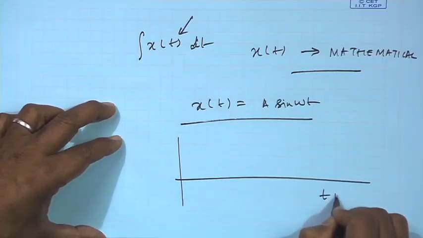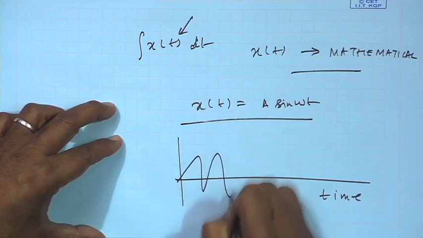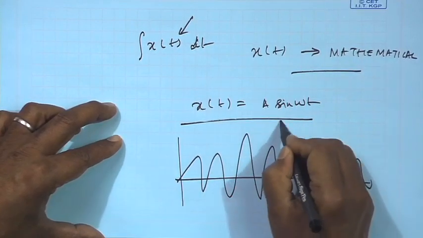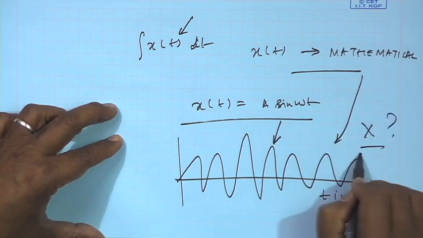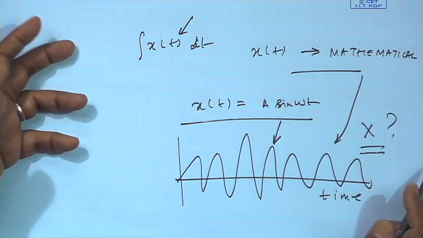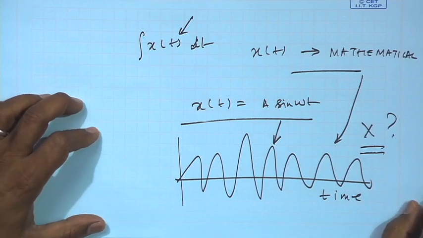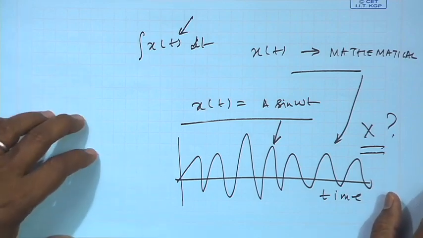But in real world machinery, the problem lies in that the signal looks like this, and I possibly cannot define it with a mathematical signal. I do not have it. This is not known to me. So, how do I go ahead and do these computations or these integrations?